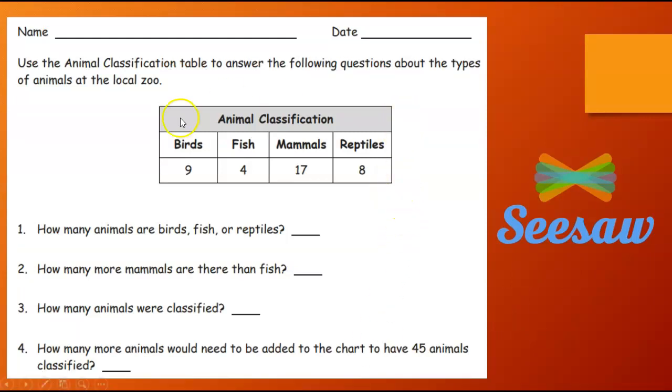Now it is your turn. They have a nice little chart here for you to use. It says use the animal classification table to answer the following questions about the types of animals in the local zoo. So here's the classification table that you're going to use. These are the questions you are going to answer. You're going to answer all of these questions. You're going to show it to me. Good luck.